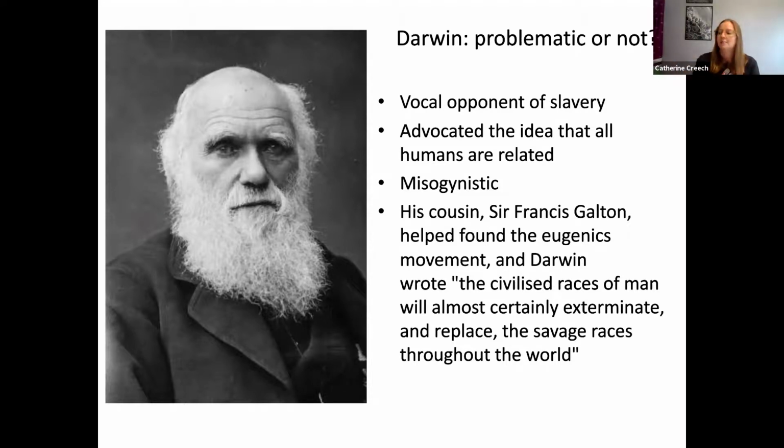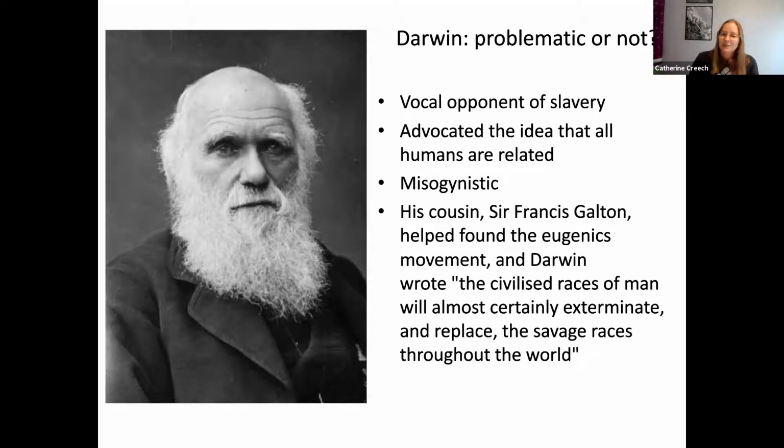Darwin himself wrote, "The civilized races of man will almost certainly exterminate and replace the savage races throughout the world." I do like the idea that you're seeing both sides of a person because humans aren't all bad or all good. We're usually a mix of both. And you get to make up your own mind about whether or not you think Darwin is someone that should continually be represented in our books as like the greatest scientist because he often is represented that way.